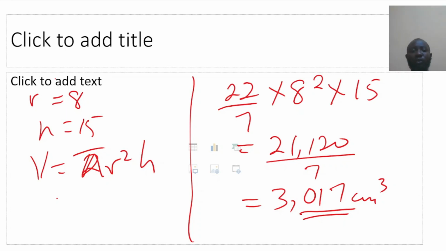So in our next video, we look at other aspects of the mensuration of a solid. We've looked at prism today. We're going to look at pyramid in the next video.